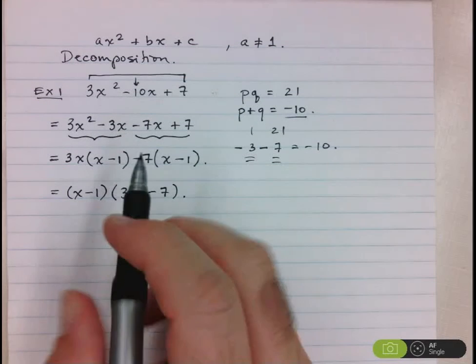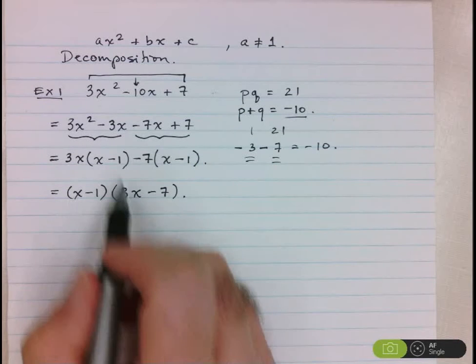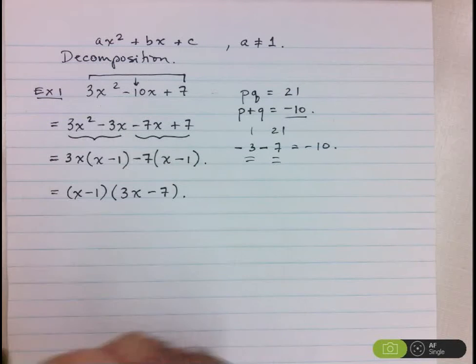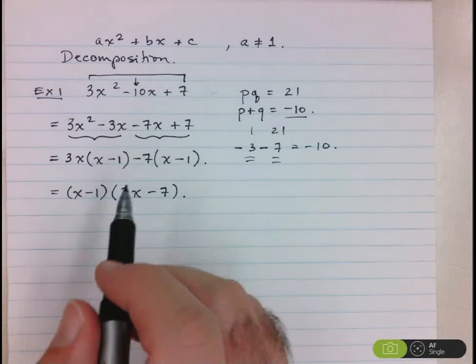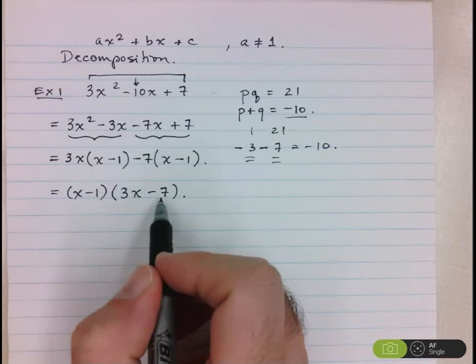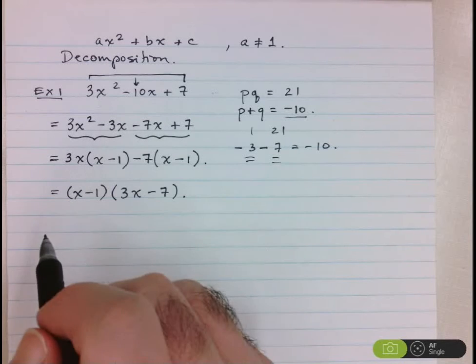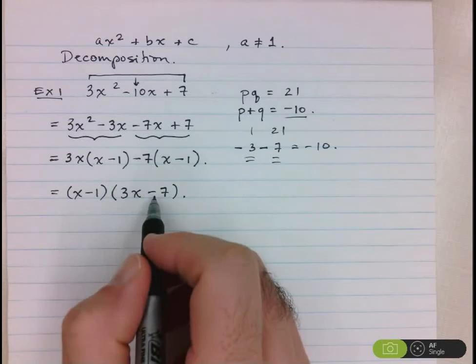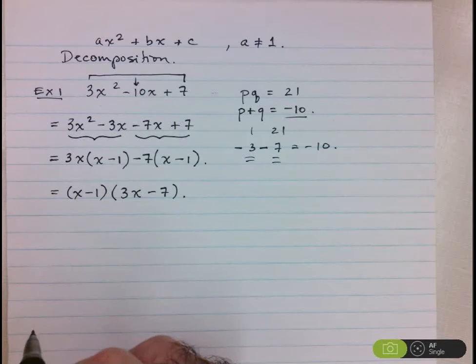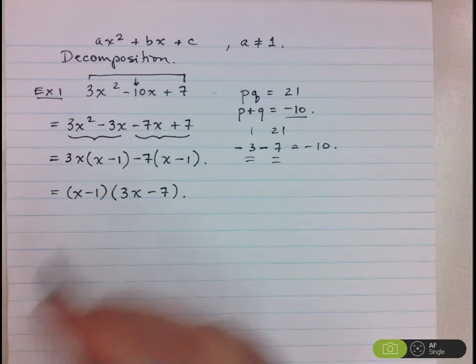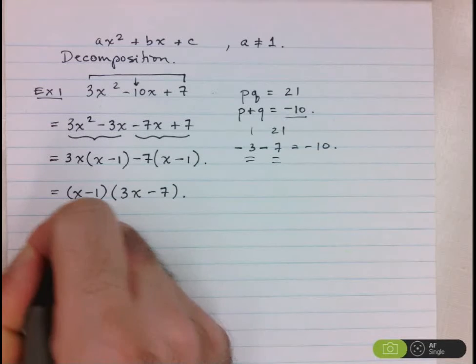Let's check quickly that it works. x times 3x is 3x squared. Let's do the outside and inside terms. -7x minus 3x is -10x, and then -1 times -7 is +7. Okay, and this is how decomposition works. So let's just go through a couple more examples.